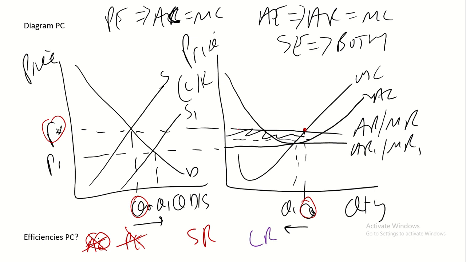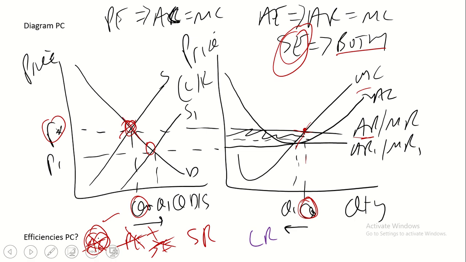Let's have a look at it. Here's AR. So at this output level, does AR equal MC? Yes, they intersect. So they are allocatively efficient. They are not productively efficient. Are they statically efficient whenever they're both? Well, obviously they're not, because they are allocatively efficient but not productively efficient, so they are not statically efficient in the short run. Also for AE, it's where demand equals supply. So in the short run, demand was equal to supply. So they are allocatively efficient.